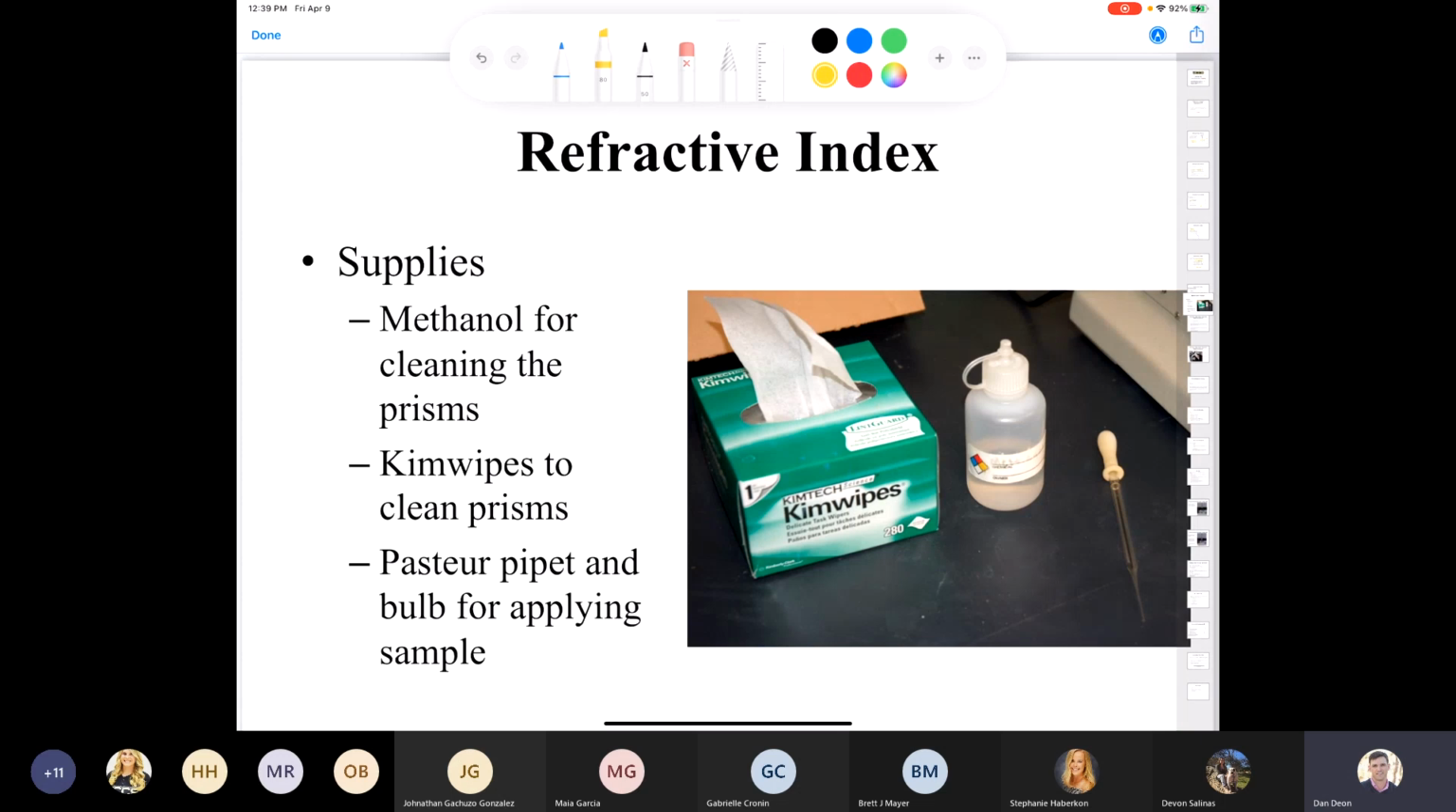So here's what you're going to see in the lab. Mr. Mayer or somebody is going to have left out some methanol. There will be a little pipette and a CHEM wipe.